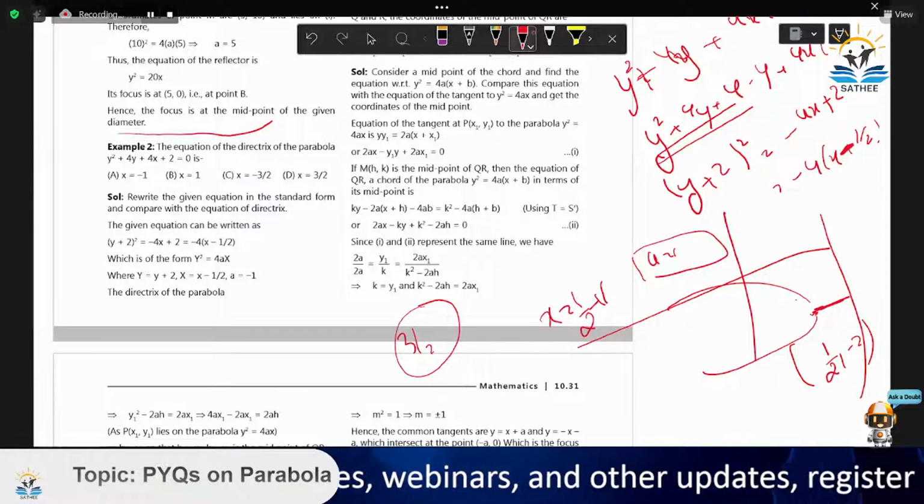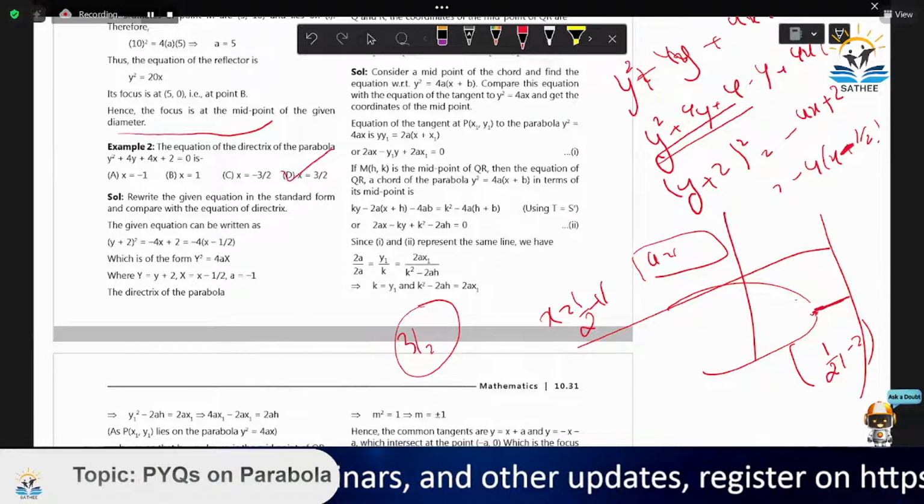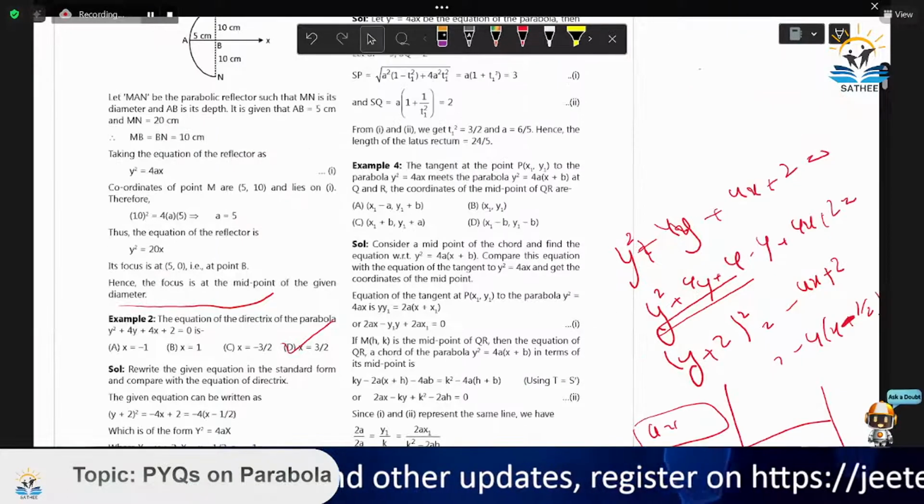Are we right? Let us see the solution. Yes, it is x is equal to 3 by 2.